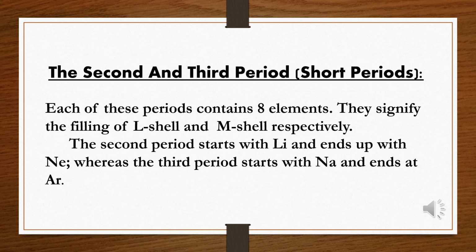The second and third periods, short periods. Each of these periods contains 8 elements. They signify the filling of the L shell and M shell respectively. The second period starts with lithium and ends with neon, whereas the third period starts with sodium and ends at argon.